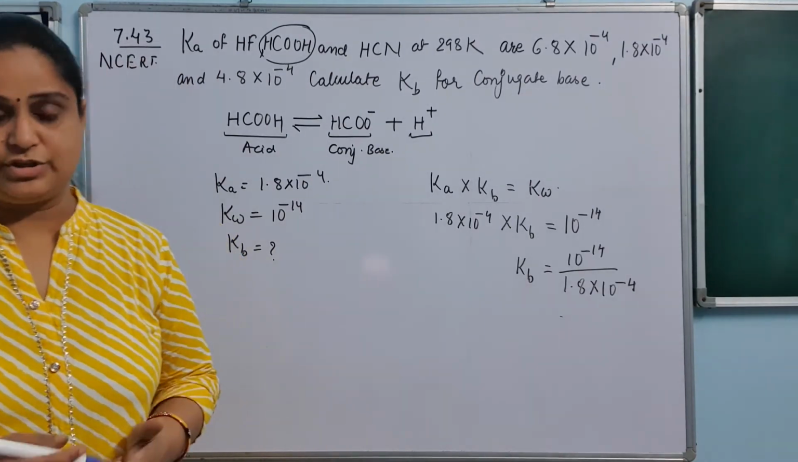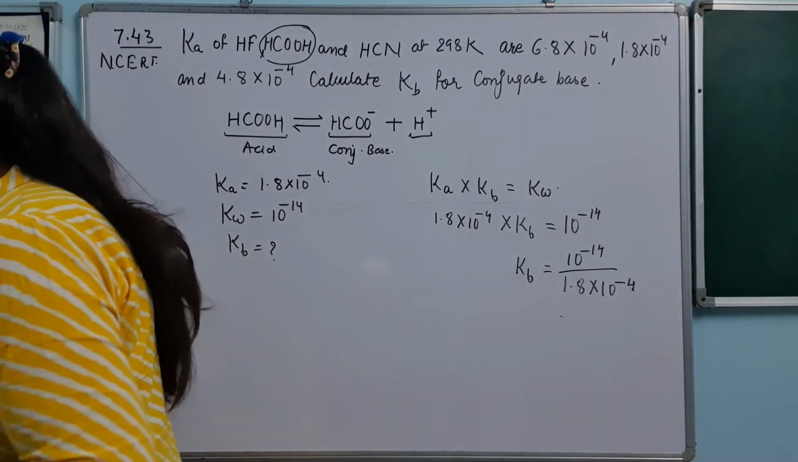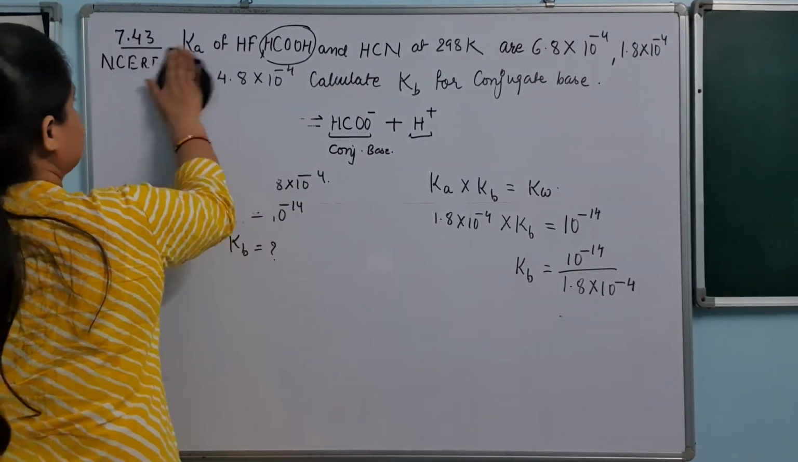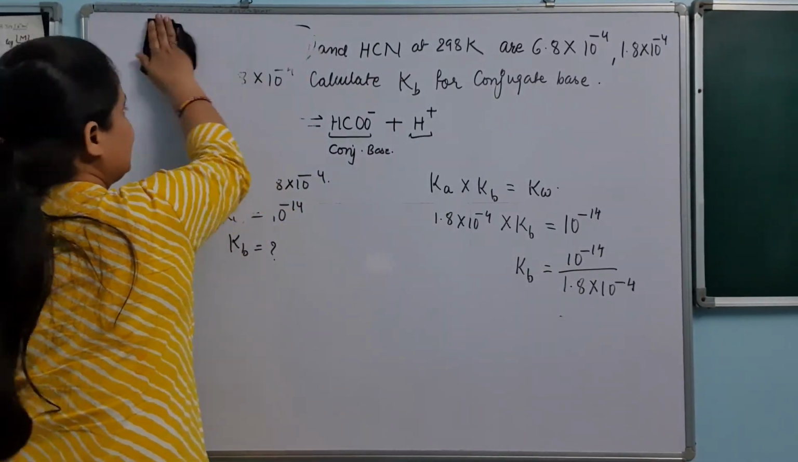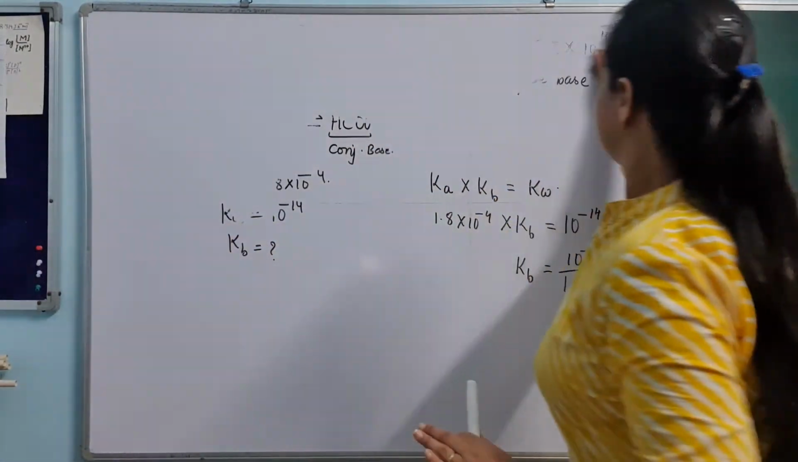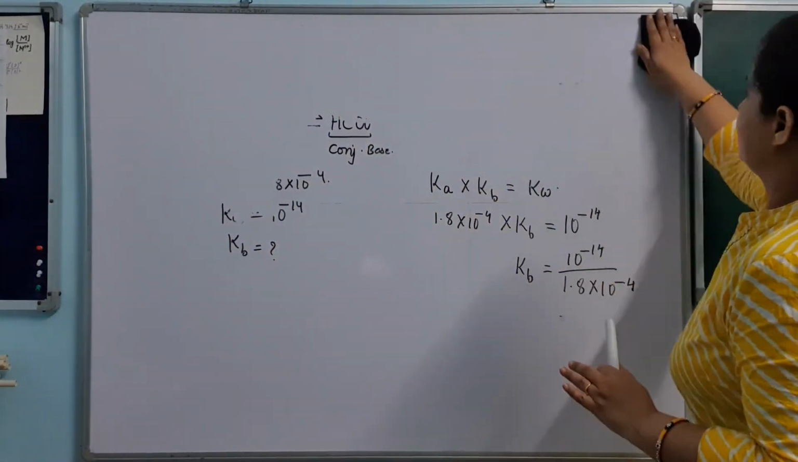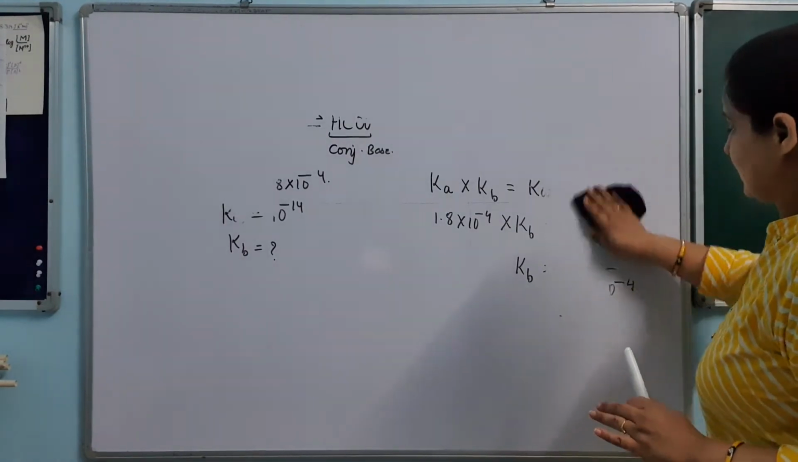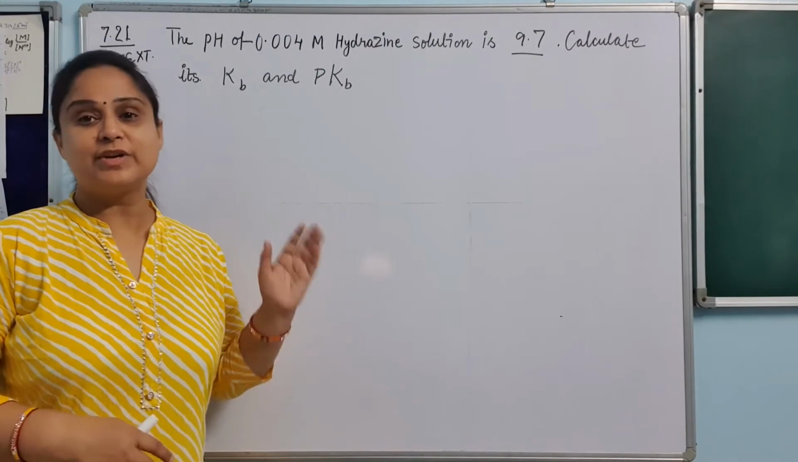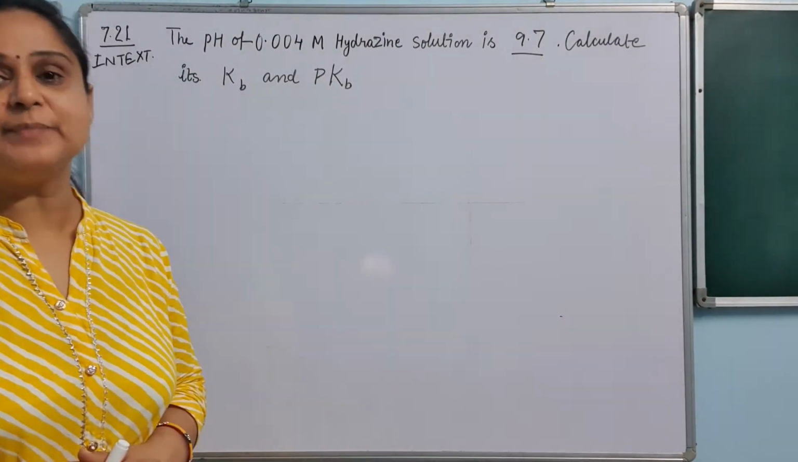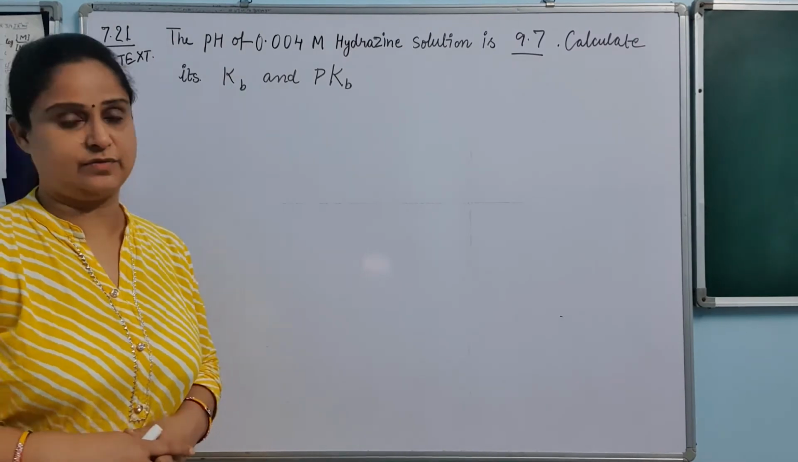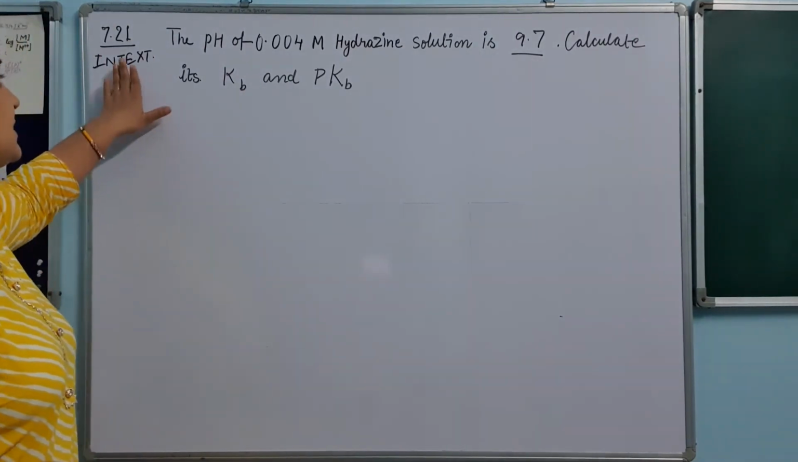Let's take one more question to make it more clear to you. There is one in-text question given in NCERT. It is solved also, but students find it difficult. That is why I am taking this question. It is a solved question, but you must know what is going on. So let's take the example given in NCERT. Here it is, that in-text question, which is very important, and I find it a very good kind of question. The question is in-text 7.21.